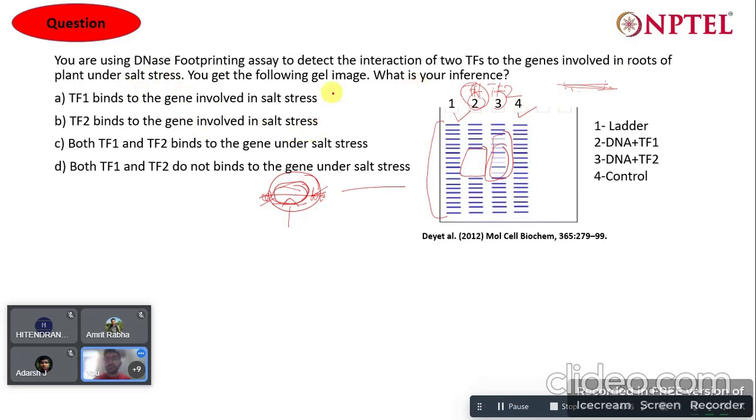So the answer is A, that TF1 is binding to the DNA. That is why it's showing this space in this gel assay, and this is how we are studying that TF1 is binding to the DNA.